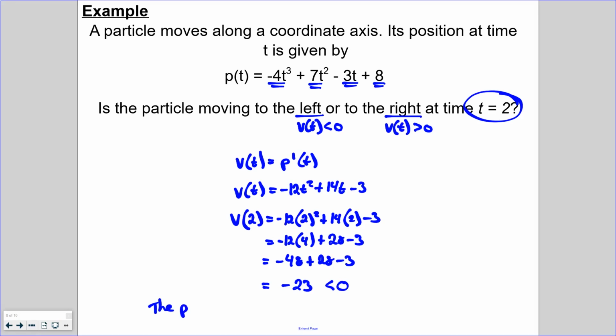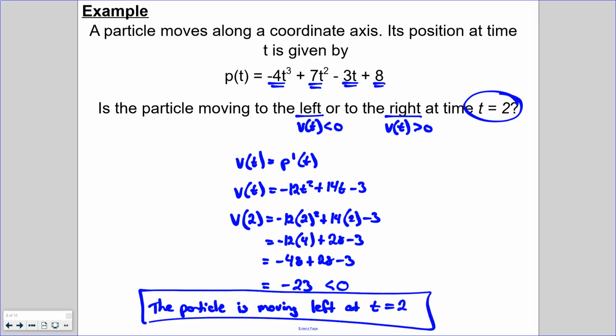So the particle is moving left at t equals 2. And there we go. Answered.